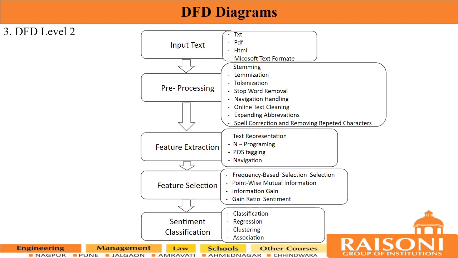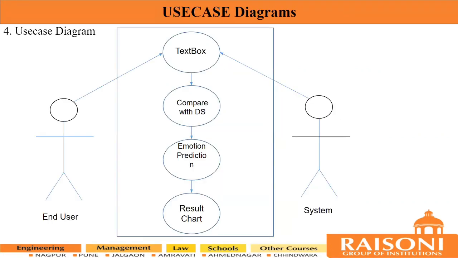This is the data flow level diagram 2. It is an in-depth data flow diagram which contains the various technologies which we use for pre-processing, feature extraction, feature selection, and sentiment analysis. This is the use case diagram. It gives the user interaction and basic view for the system. Here we have the end user who gives input to the text box. We compare the text box data to the dataset, predict the emotion and result. The system also predicts the data and gives the result on the text box.